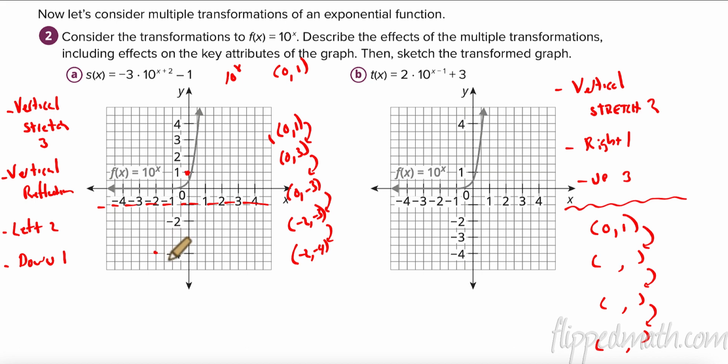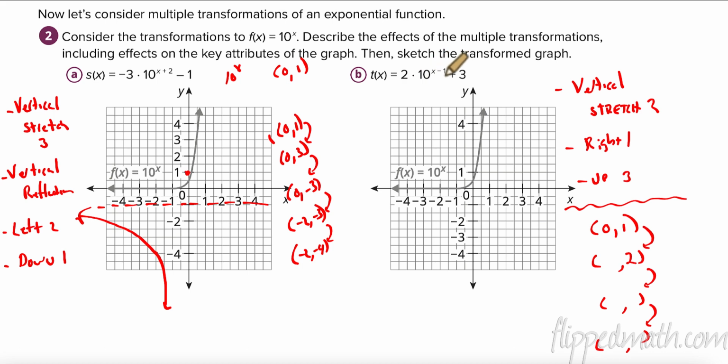All right, that is kind of our vertex. It's not a vertex, but that's where we're starting at. It's going to come in here, much like that. Boom. All right, so that's how I did mine. Okay, if I do the same thing over here, I start at 0, 1. I'm going to do a vertical stretch of 2. So 1 times 2 is 2.